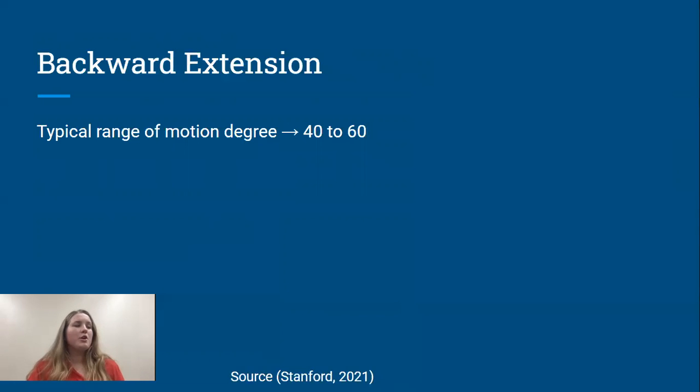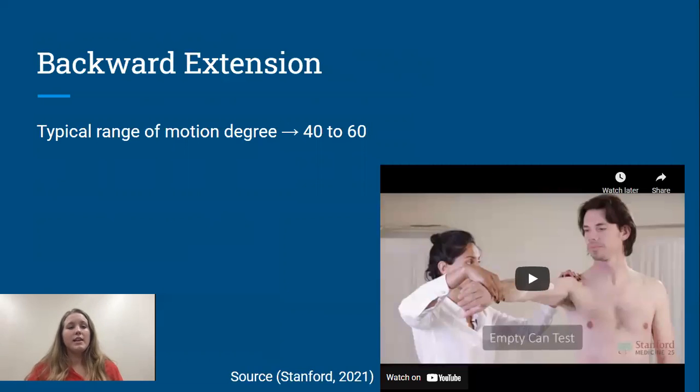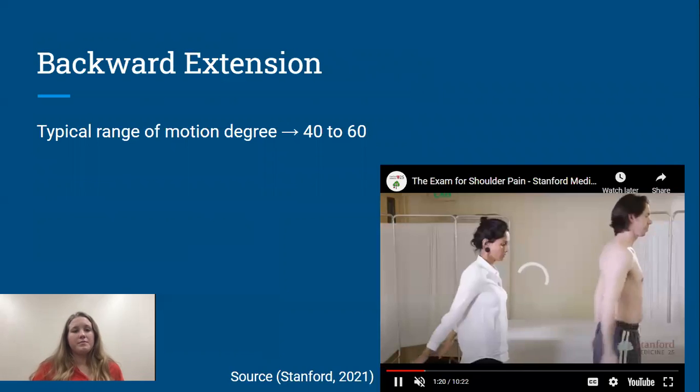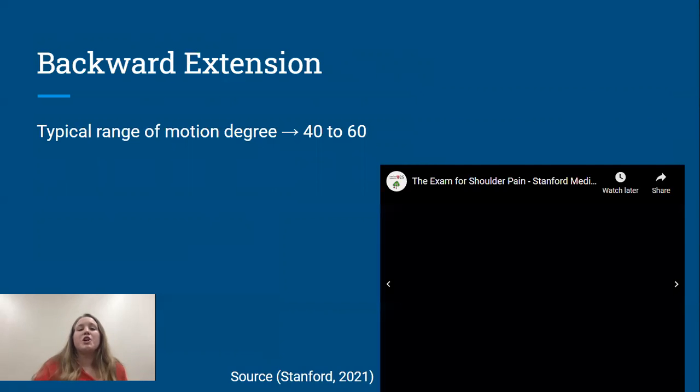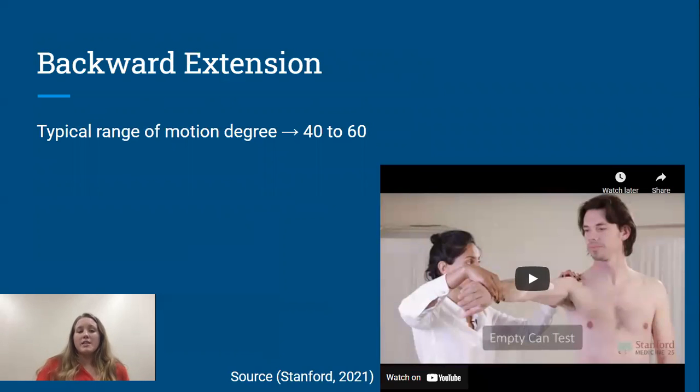Next, I'll be showing you backward extension. Here's an example of backward extension. You'll have the patient start with their arms by their sides, with the palms of their hands facing forward, with the arms extended, pushing them backwards. This test would be moving the humerus straight posteriorly. The typical degrees for backward extension would be somewhere around 40 to 60 degrees.